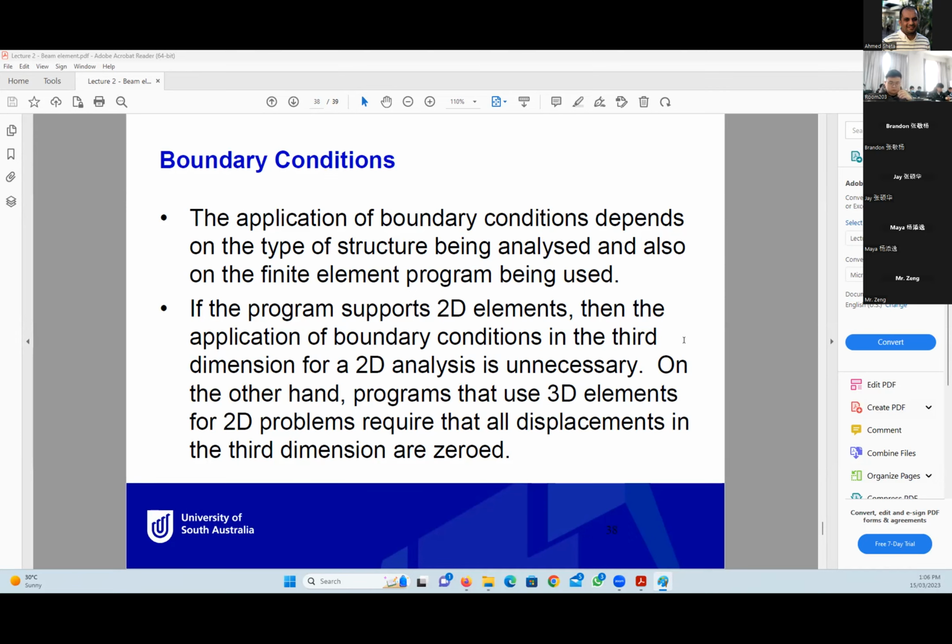On the other hand, programs using 3D elements for 2D problems require all displacements in the third dimension to be 0. There is also a note you need to keep in mind: some software deals with only 3D elements, so it cannot deal with 2D elements. In this case, if you are in a 2D problem, you need to put all the boundary conditions and supports as 0 in the third dimension.